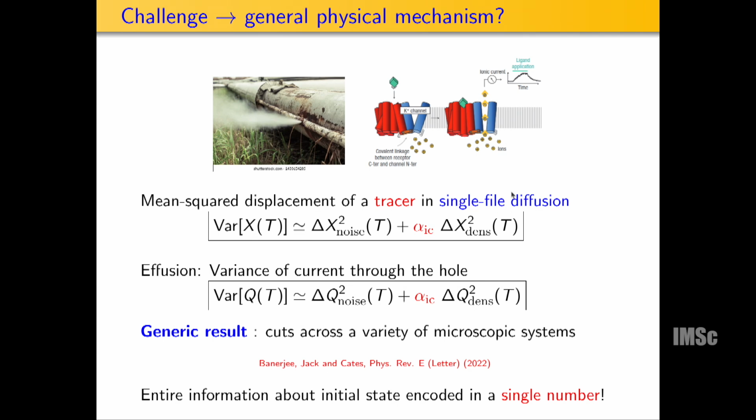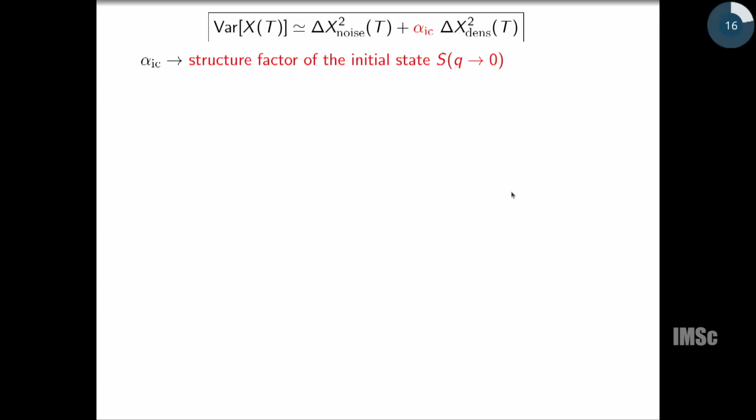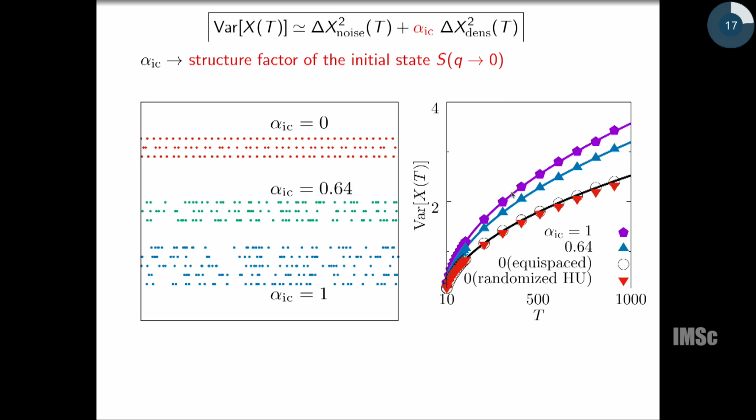And it's important because alpha is nothing but the structure factor of the initial state. If you are looking at the long time regime, this structure factor is dominated by the wave number going to 0. So this is telling you that it is only the large scale fluctuations which affect the dynamical behavior in the long time limit. The structure factor basically measures how much fluctuation you have in the initial state, how much density fluctuation.